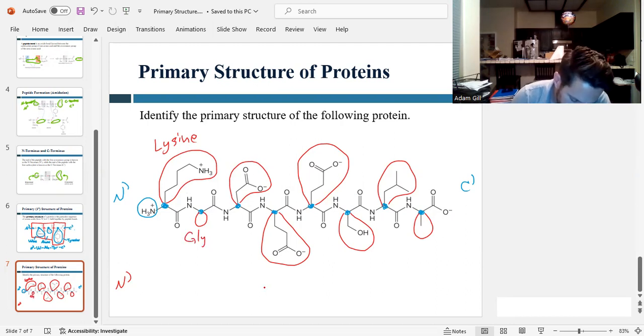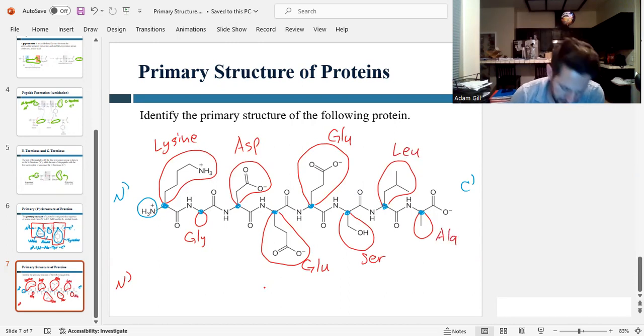And this one is aspartic acid, ASP. This one is glutamic acid. Looks like we have another glutamic acid. Then we have a serine. And then we have a leucine. And then we have an alanine.